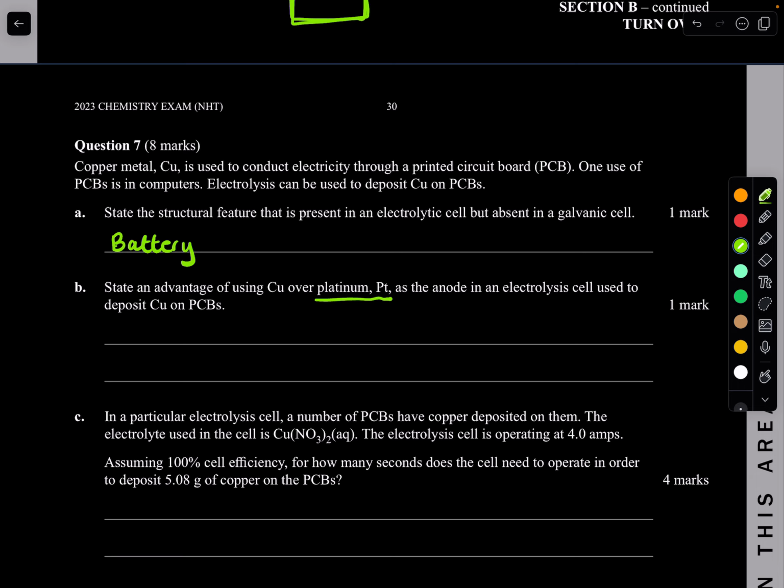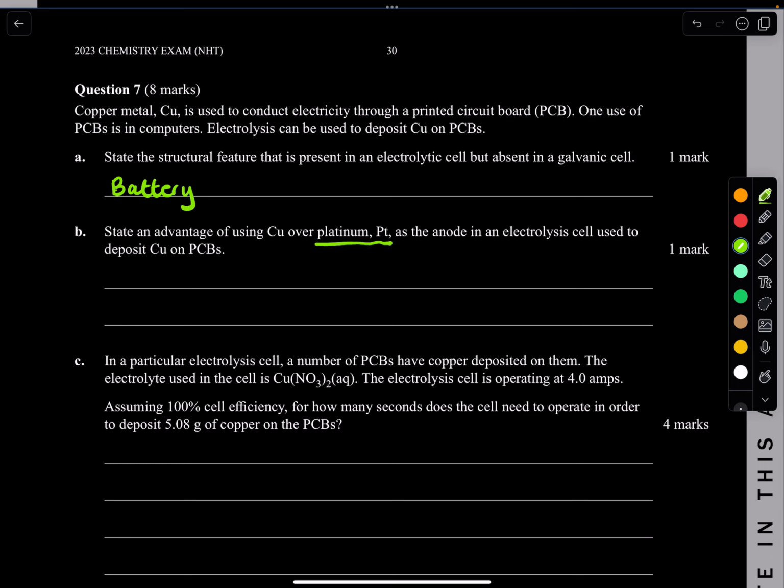And state an advantage of using copper. Copper is very inexpensive and very readily available and very cheap. So, state an advantage of using copper over platinum as the anode in electrolysis used to deposit copper. Copper is cheaper than platinum, so we can say that.